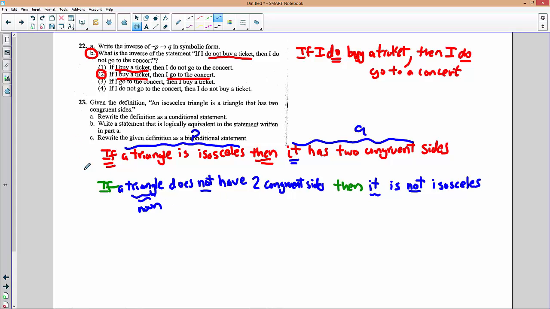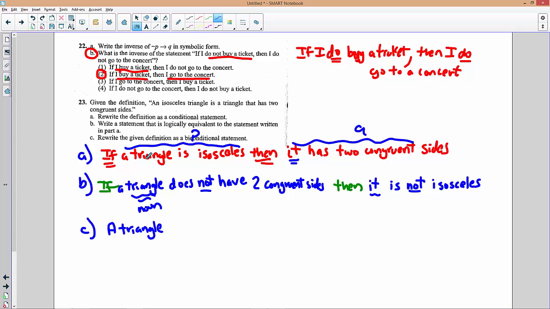All right, that's B. So this is A, that's B. We just wrote the contrapositive. We just swapped the P and Q and knotted both of them. Okay, and then C says write the given definition as a biconditional statement, right? Biconditional just means right smack in the middle you put if and only if. So we write the P, we write the Q, and then we put if and only if. I don't start with if. Don't start with if. So we just say a triangle.